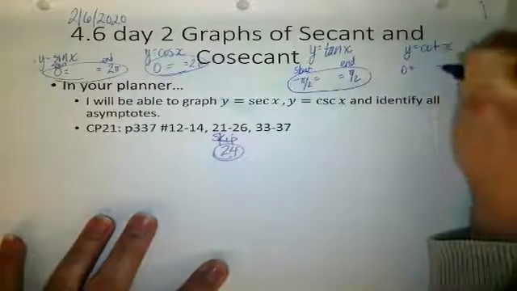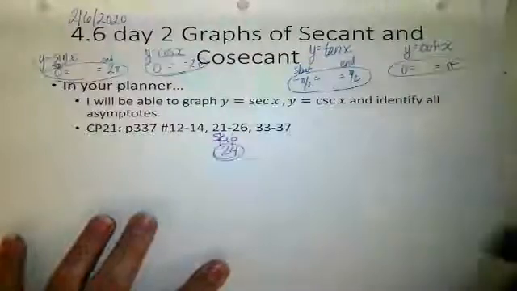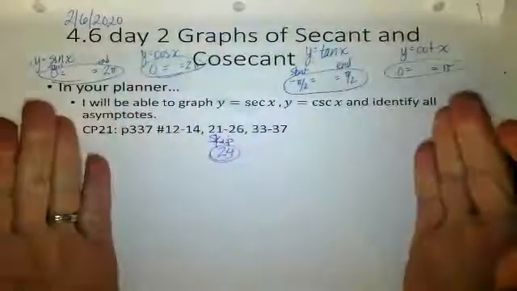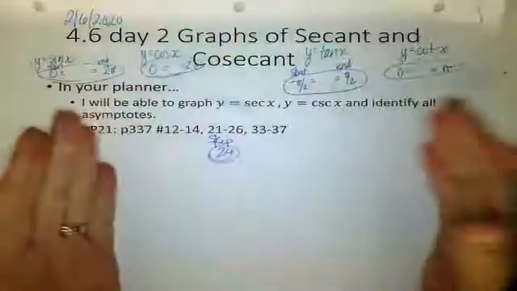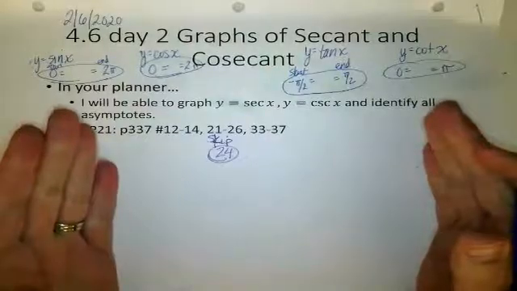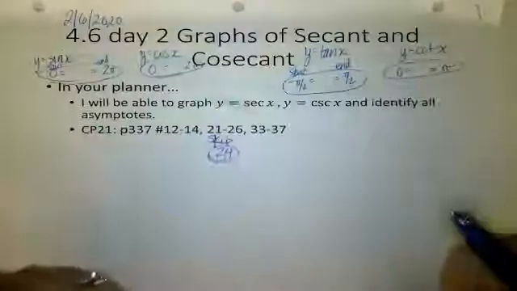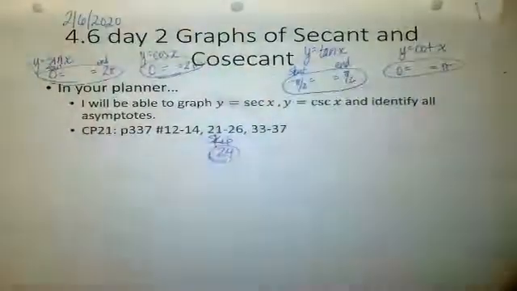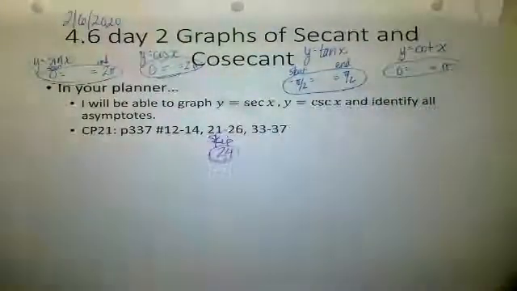0 and pi. Okay. So those are the important things you have to know. And if you can remember those things, then finding those values on the horizontal axis becomes a lot easier. So that is what you have to remember. Keep them straight. So today we're graphing secant and cosecant.